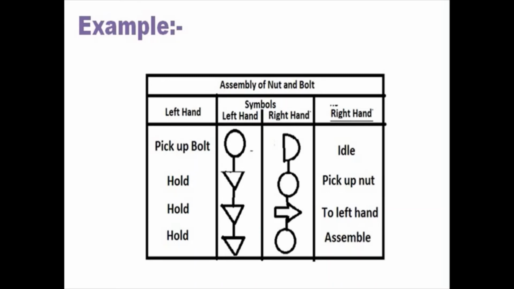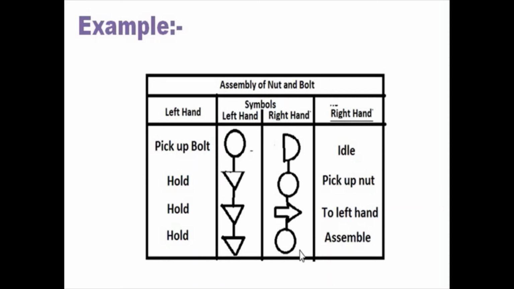The next activity is to carry the nut held by the right hand to the left hand. So this is an activity of movement from right hand to left hand. That nut is carried from right hand to left hand, so it is shown by the transport arrow. But at that time also the bolt is in a hold condition. The next activity is assembly of nut and bolt, but the bolt is in a hold condition and the nut is tightened against the bolt.